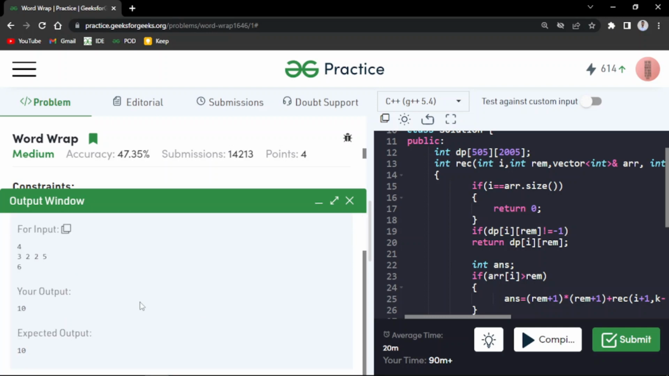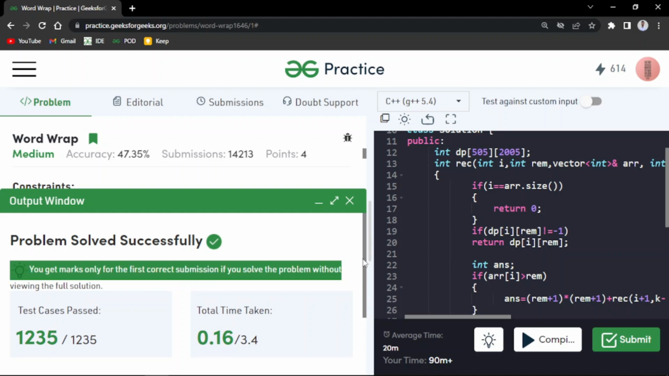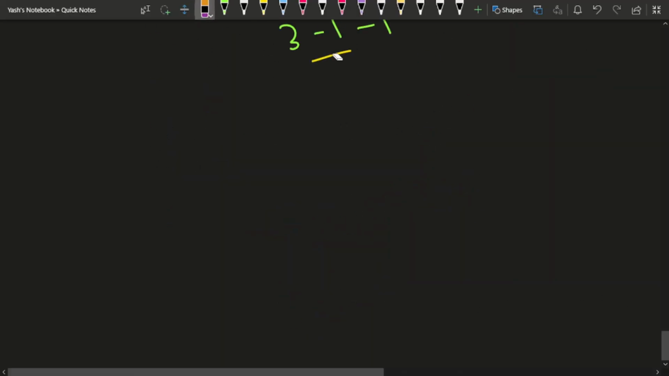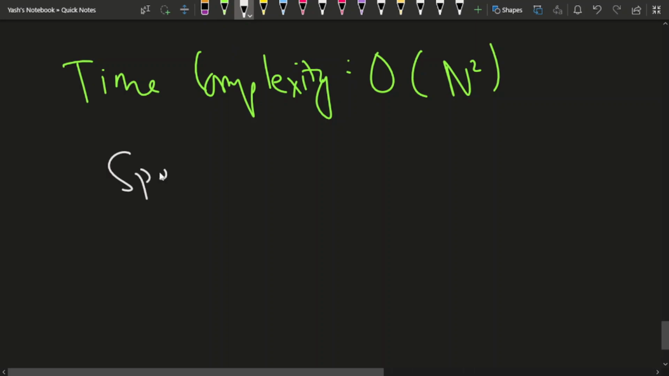So you can see that we are getting the exact answer on the sample test case. Let's try and submit this problem as well. So you can see that our solution was able to pass all the test cases that were there. And talking about the time complexity for this particular approach, it's going to be order of n square, right? And the space complexity is also going to be order of n square for this particular approach, right?